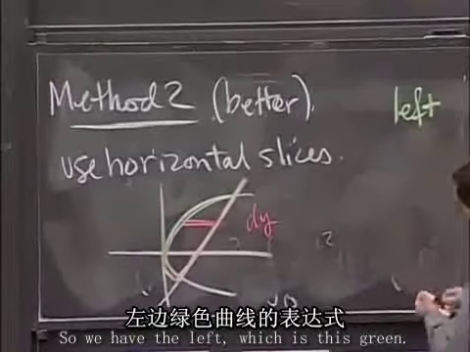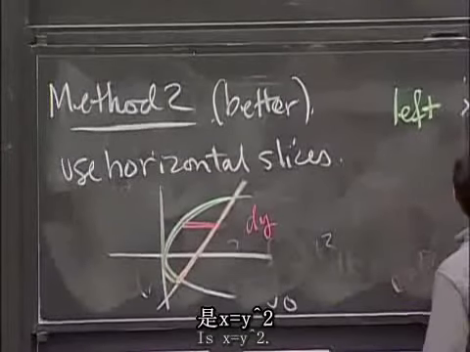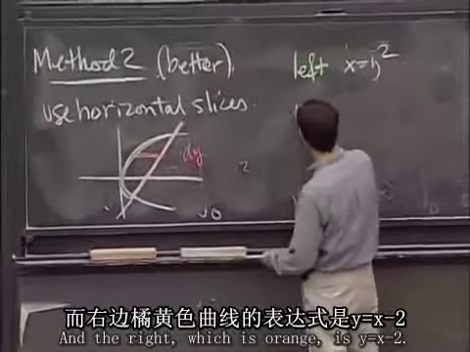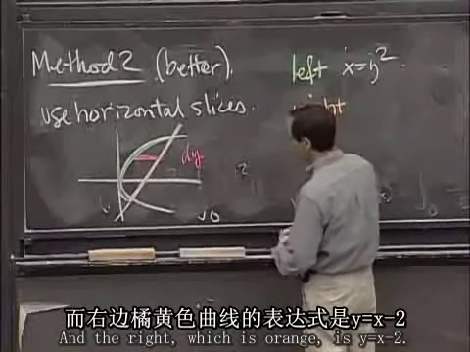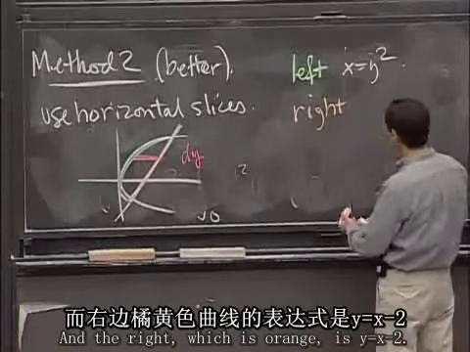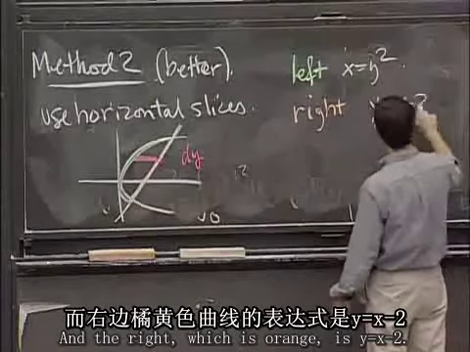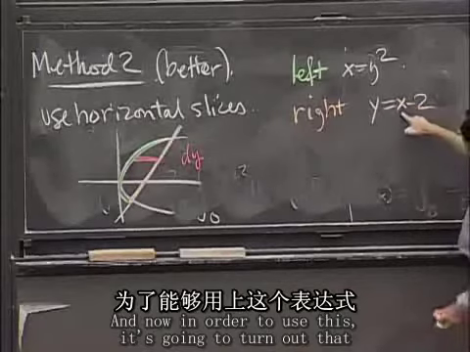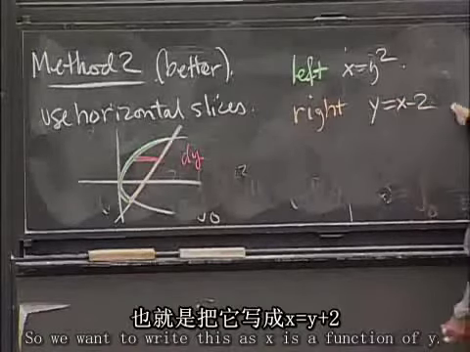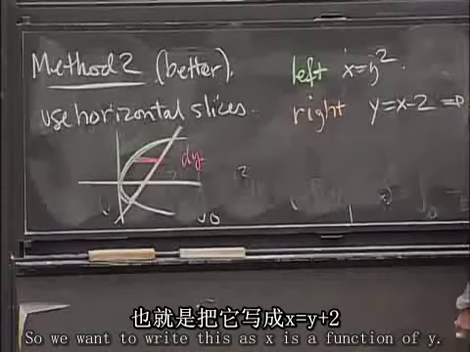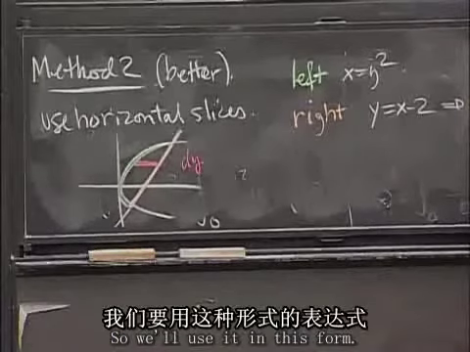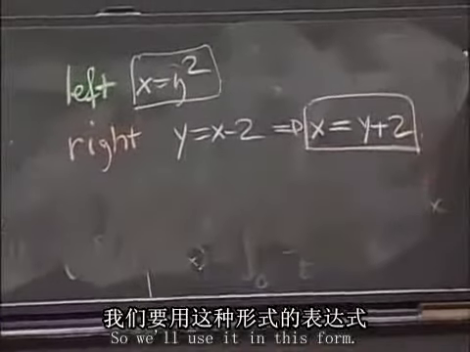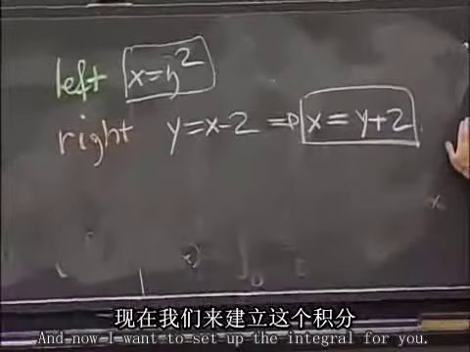So we have the left, which is this green, x equals y squared. And the right, which is orange, is y equals x minus 2. And now, in order to use this, we want to reverse roles, so we want to write x as a function of y. So we'll use it in this form. And now I want to set up the integral for you.